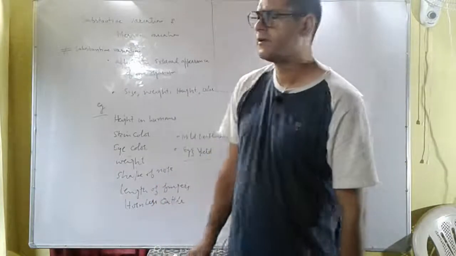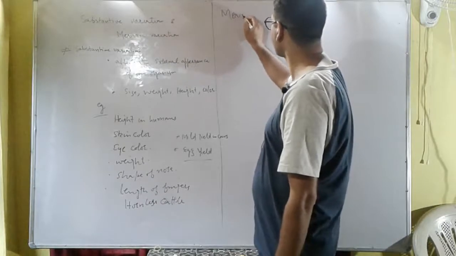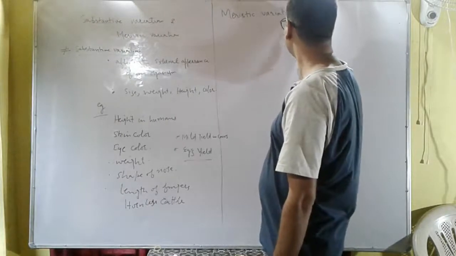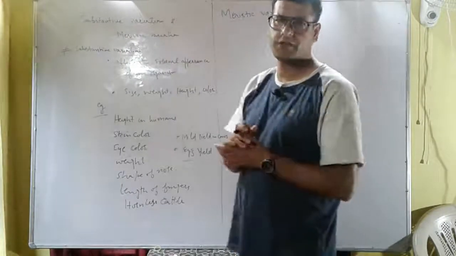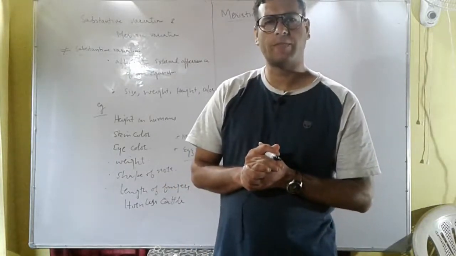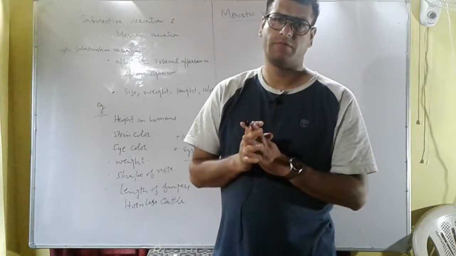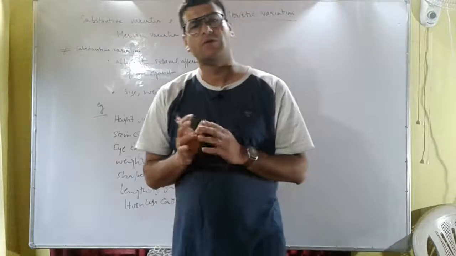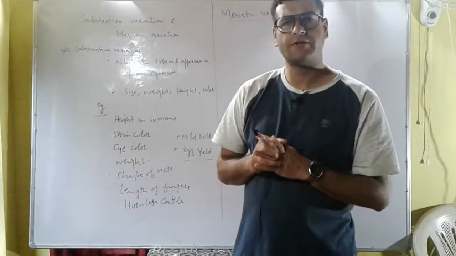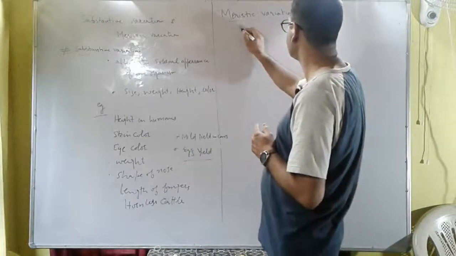Then we have meristic variation. Meristic variation is that type of variation which affects the number of parts of the organism. So we can say that meristic variation is that type of variation which affects the number of parts of an organism.